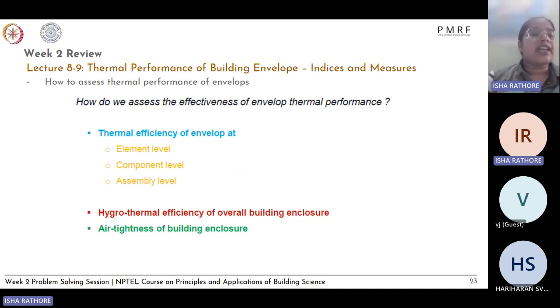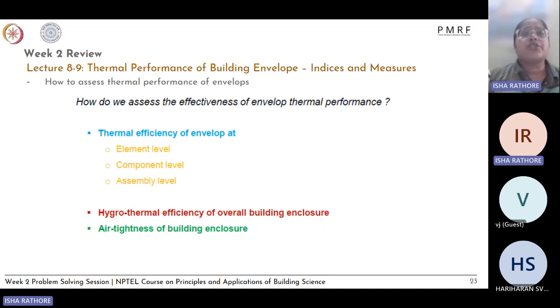The thermal efficiency of an envelope can be measured at three different levels. We have the element level, the component level, and the assembly level. Element level is something like your individual layer. Component level is the entire building envelope, all of the layers acting together. And assembly level is all of your components acting together. So the entire building is at the assembly level. Then your component is your U value for just your building facade or your building wall. And then element level is just your thermal conductivity of your particular layer. So these are examples of how thermal efficiency of envelopes is measured at three different levels.